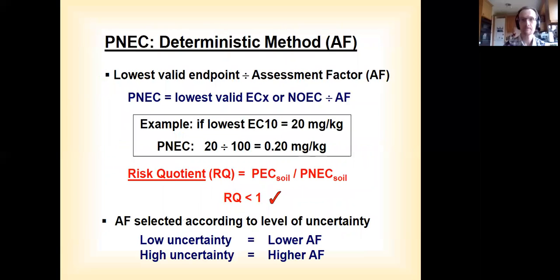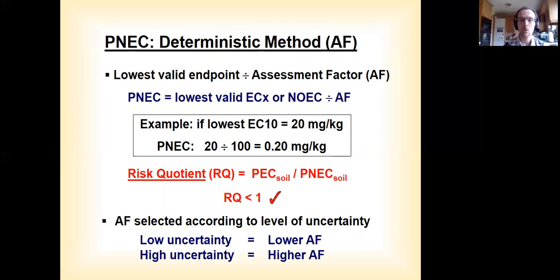So let's have a look at the deterministic approach, the AF approach. Here we look through all of the data points that we have, we identify the lowest valid endpoint, and we divide by an assessment factor. So our PNEC is our lowest valid EC10 or our NOEC, divided by the assessment factor.